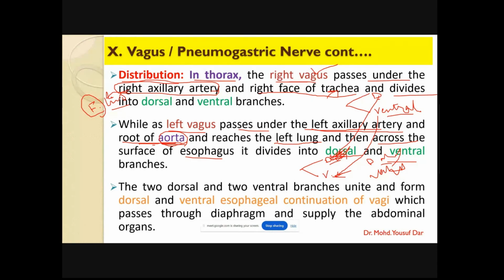This dorsal and ventral continuation of the vagus, esophageal continuation of the vagus, ये दोनों nerves ये क्या करेंगे, they pass through the diaphragm. ठीक है, they pass through this diaphragm and they enter into the abdominal cavity. So along the neck region they enter into the thoracic cavity. From the thoracic cavity here they form dorsal and ventral esophageal continuations of the vagi. Then these pass through the diaphragm along with the esophagus, जो hiatus esophageal है, through this opening they enter into the abdominal cavity.